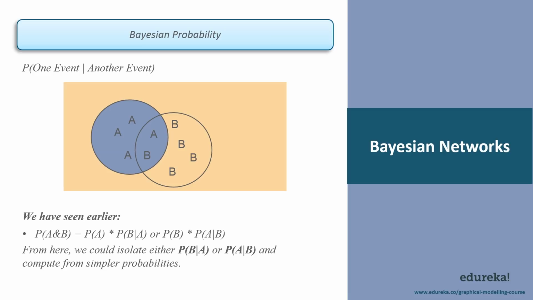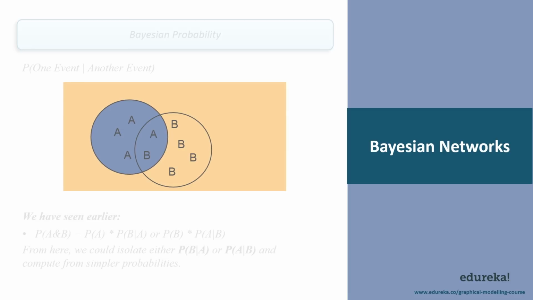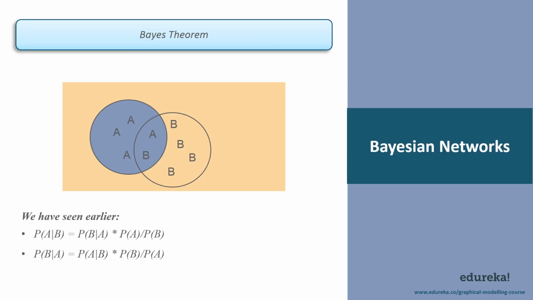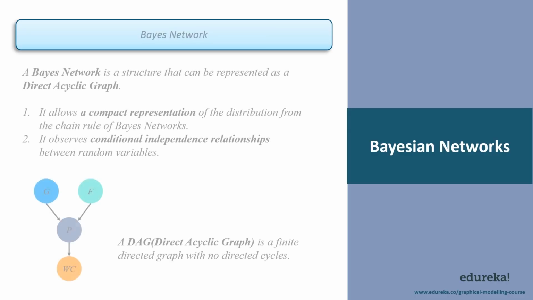So this leads us to a very important theorem in statistics, which is Bayes' theorem. The probability of A given B can be expressed as the probability of B given A times the probability of A, divided by the probability of B. Again, you can write this in both ways. It's completely symmetric. So a Bayes network is a structure that can be represented as a directed acyclic graph. For those of you who do not know already, it is a finite directed graph with no directed cycles, as you can see in the model that I had earlier discussed.